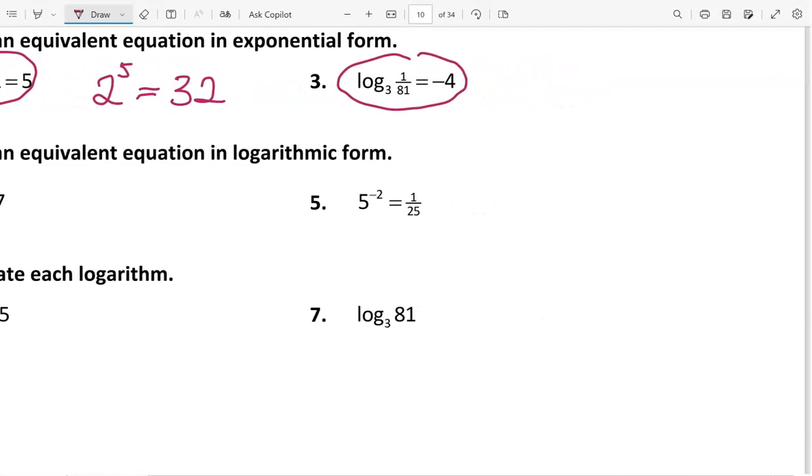And in number 3, similarly, what's the base? The base is 3. What's the exponent? A logarithm equals the exponent, so the exponent is -4. And then that leaves us 1/81st for that exponential expression to be equal to.